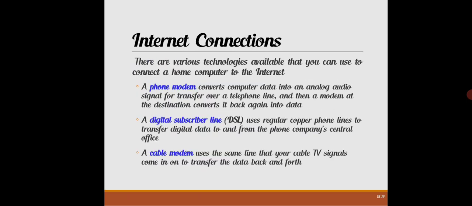Internet connections. These are various technologies available that you can use to connect a home computer to the internet. A phone modem converts computer data into an analog audio signal for transfer over a telephone line, and then a modem at the destination converts it back again into data. A digital subscriber line, DSL, uses regular copper phone lines to transfer digital data to and from the phone company's central office. A cable modem uses the same line that your cable TV signals come in on to transfer the data back and forth.